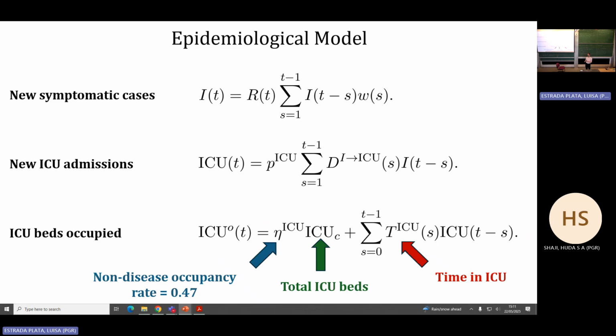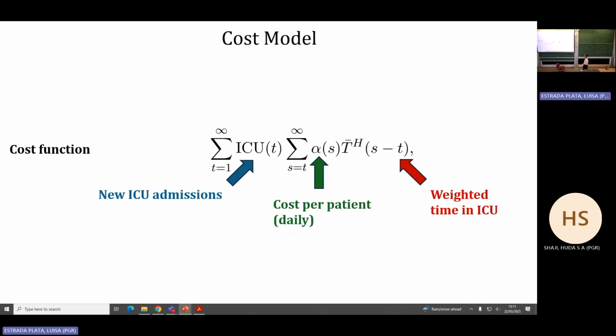So it's important to capture the wider number of people in our setting. So this is the cost function. It's going to measure the health burden of our epidemic. And we're going to be implementing the constraints through this alpha parameter. So this is going to be the daily cost per patient.